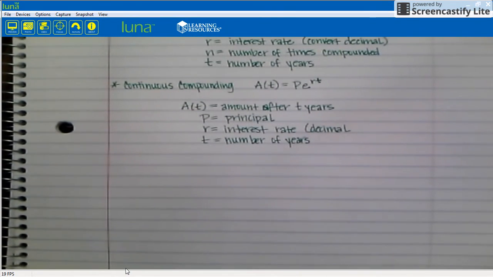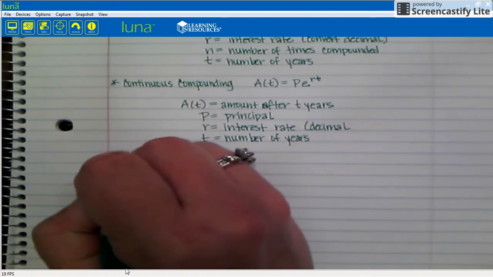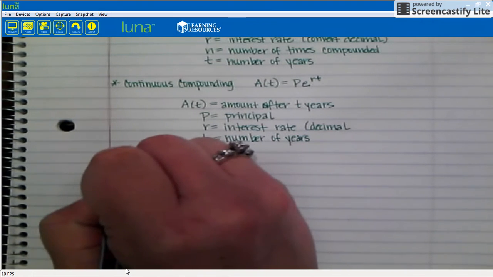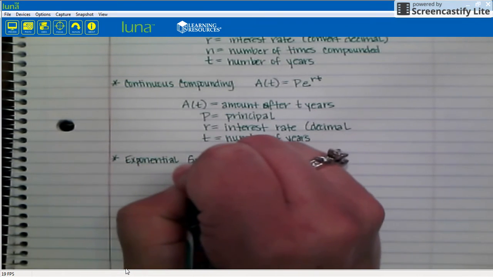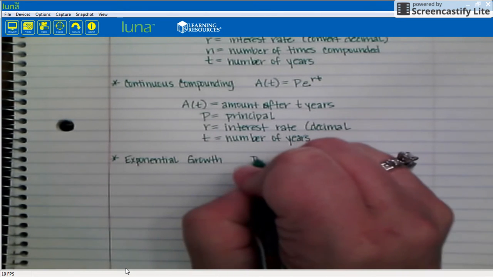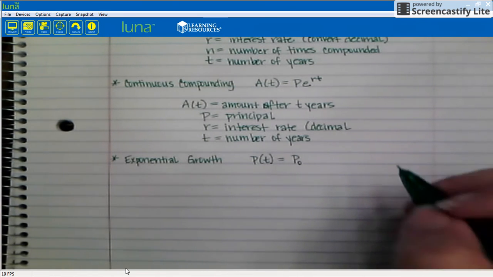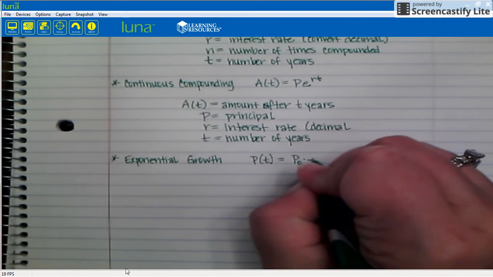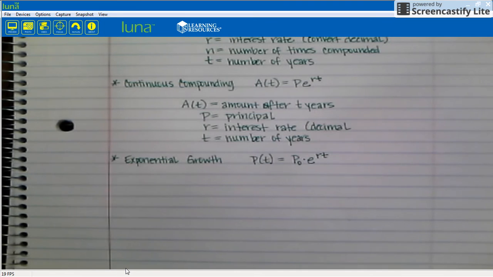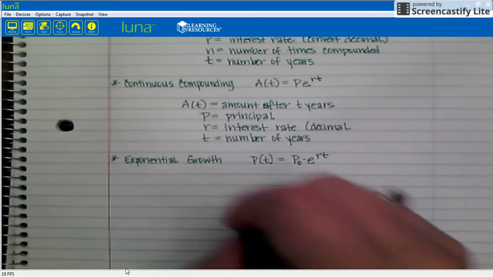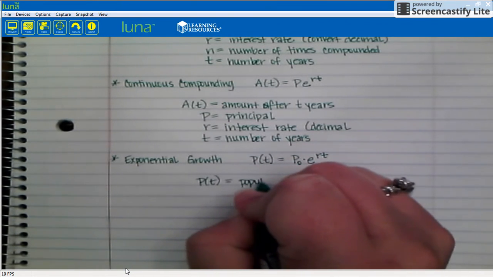And then two others that you're probably exceptionally familiar with just since Algebra 1 when you started studying the different types of functions. You have exponential growth. So you have P of t is equal to P naught, that P sub 0 we refer to as P naught, times e raised to the rt. And you say, well, that looks a lot like continuous compounding. Indeed, it does. But our P of t represents our population after time t.